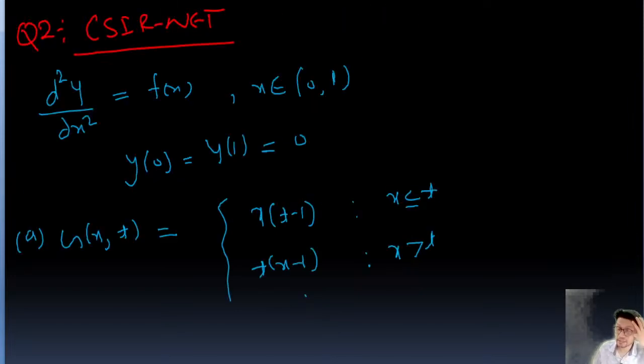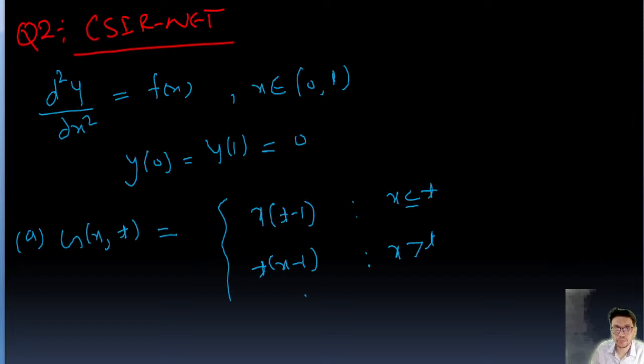So this is a CSIR NET question, guys. Simple. The problem is given: d2y over dx squared equals f(x), with x between 0 and 1, and boundary conditions given. For this problem, we need to find the Green's function. We'll check option by option, and whichever option satisfies the three conditions will be the correct answer.